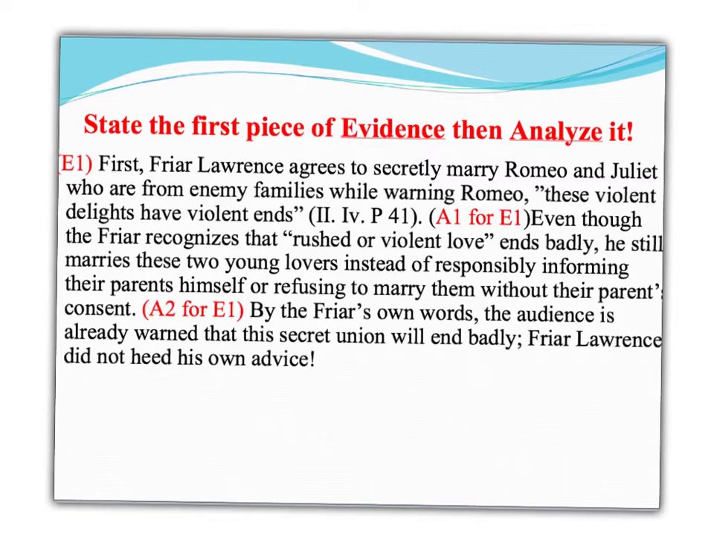Even though the friar recognizes that rushed or violent love ends badly, he still marries these two young lovers instead of responsibly informing their parents himself or refusing to marry them without their parents' consent. By the friar's own words, the audience is already warned that this secret union will end badly. Friar Lawrence did not heed his own advice. Okay, so here I've had 2 analysis sentences for that same piece of evidence. In other words, I commented on it twice because I couldn't say it in one sentence. And that happens a lot to me, and I'm sure it happens to you too.